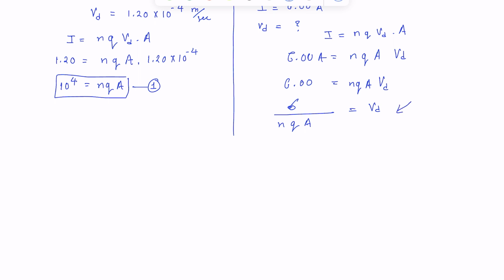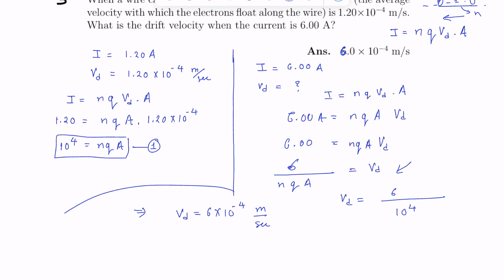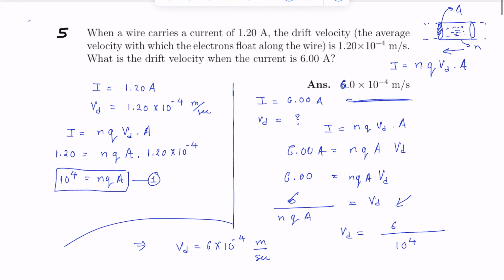So I get vd equals 6 divided by 10 to the 4, and this gives me vd equals 6 times 10 to the minus 4. You can go ahead and write this as meter per second because you have already written down everything in SI. So this should also be in SI, and that's what we get as an answer: 6 times 10 to the minus 4 meter per second.